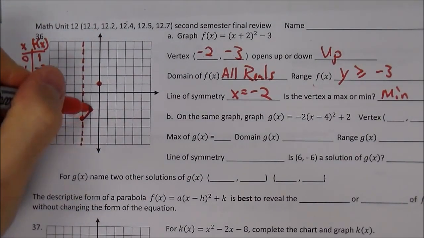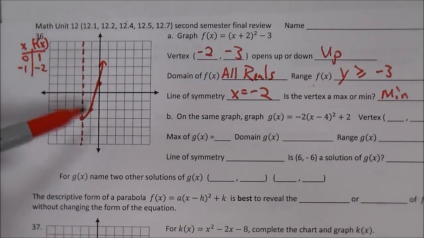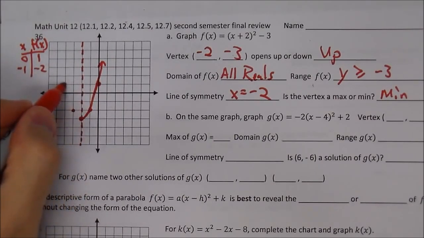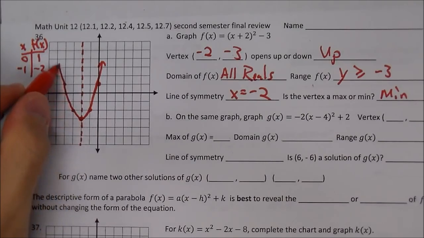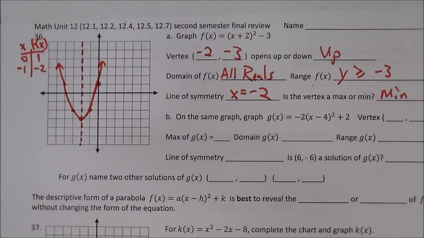Now, that gives me a start of the parabola. And what I can use to help me out, because it is a parabola and it's symmetric, if I go 1 unit on the other side, 2 units away on the other side, I then have our sketch to work with. Now, on the same graph, they want us to graph g of x. Let me get a different pen.